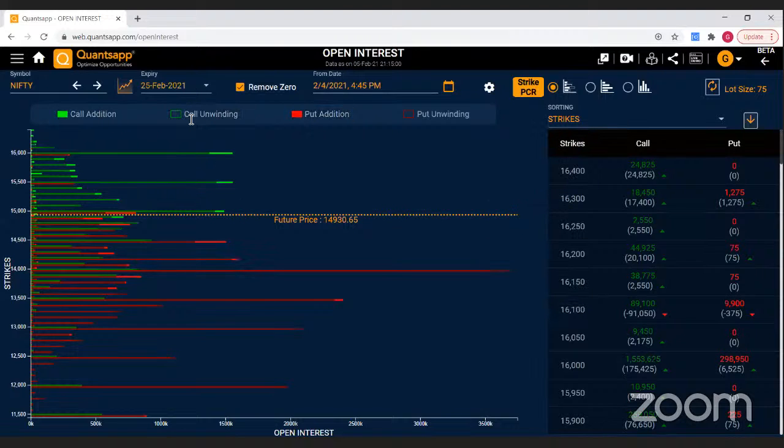So unwinding, as we have seen, means when positions are being taken off, and addition means where new positions, the new open interests, are building.